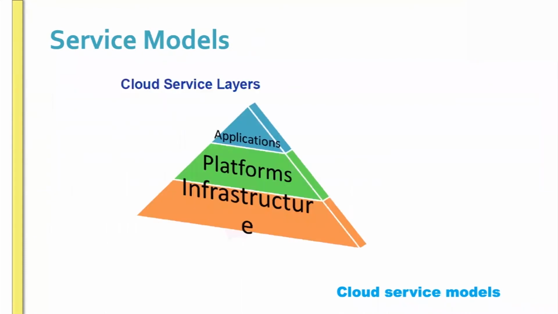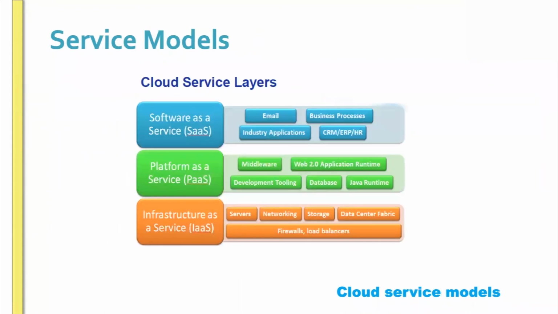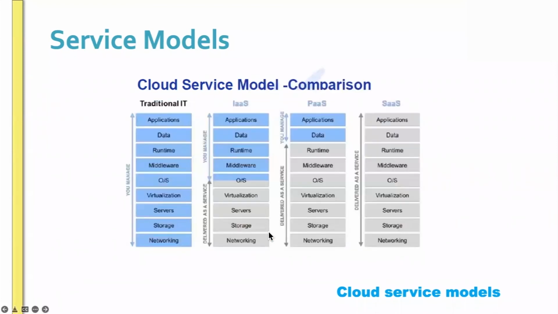Next is service models. There are 3 basic service models. You can see IaaS, PaaS, SaaS. So infrastructure as a service, platform as a service, and software as a service. These are the basic service models. All right, let's see what it is.